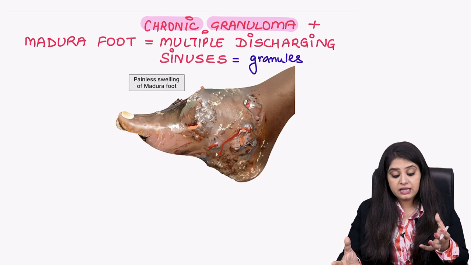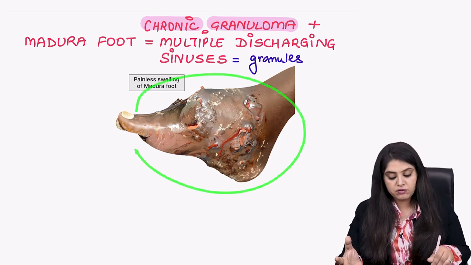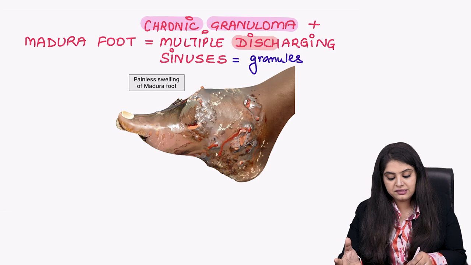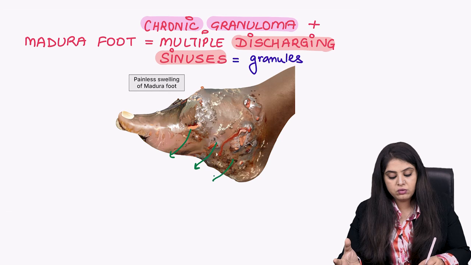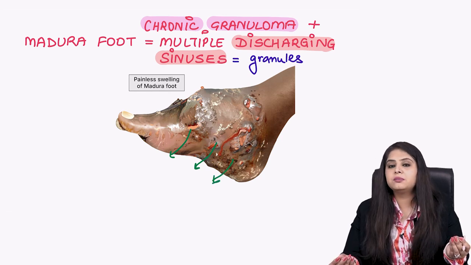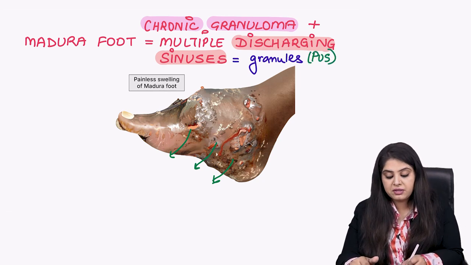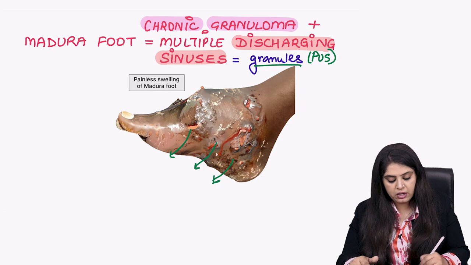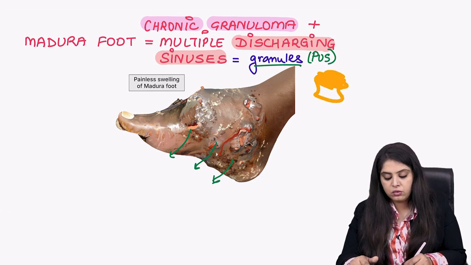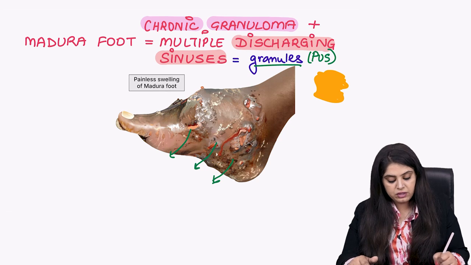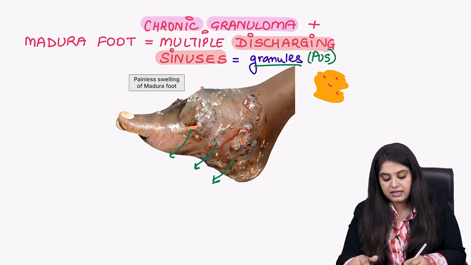What do I get to see in the patient? Like I have this foot in front of me. Don't you see some sinuses, discharging sinuses? And discharging sinuses means that the pus is going to come out. It's not that simple yellow colored pus that you've seen usually, but that pus is going to have some granules. So if I had to actually draw it out, this is how the pus is going to look like. And in between this pus, you will see some different color granules present.